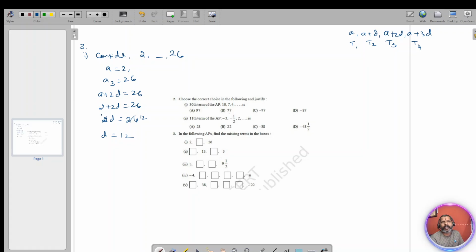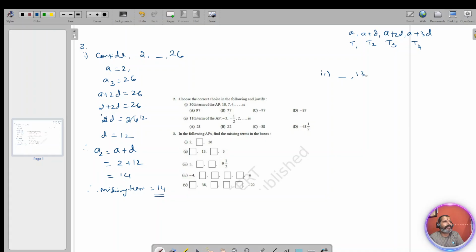Since the second term is nothing but a plus d, therefore a2 is equal to a plus d. a they gave as 2 and d we just found, so 14. Therefore the missing term is equal to 14. Understood? You should know how the terms are in an AP. Calculate properly using the given terms and find the missing one. Let's see the second one.